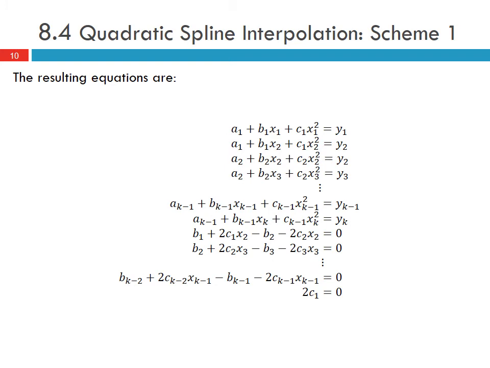So the resulting equations are shown here. These ones come from the continuity at the nodes, including both the endpoints. And then these ones come from setting the first derivatives equal at the knots. And then this last one comes from setting the second derivative equal to 0 at the starting point.